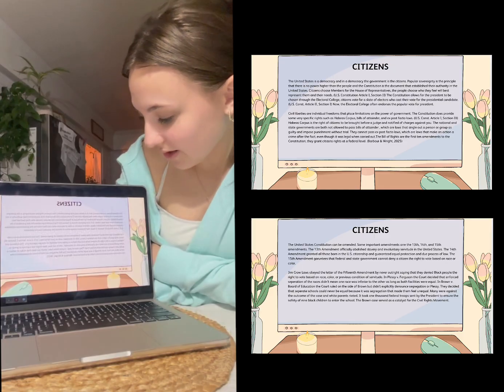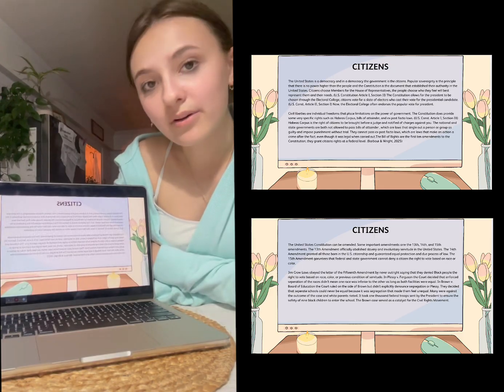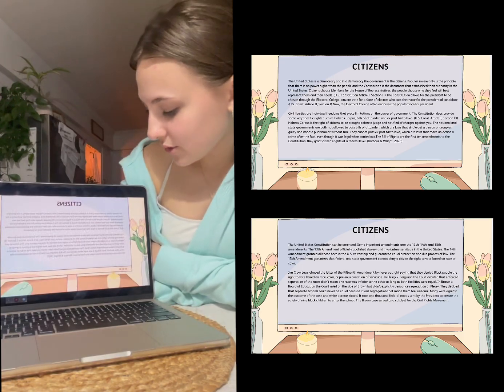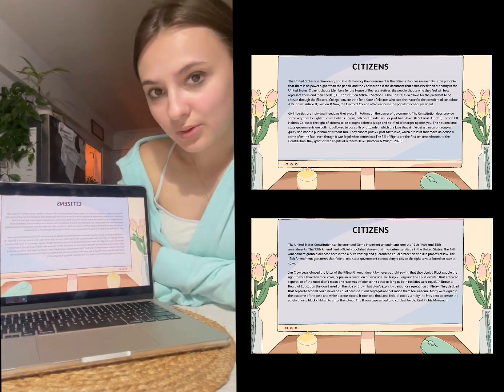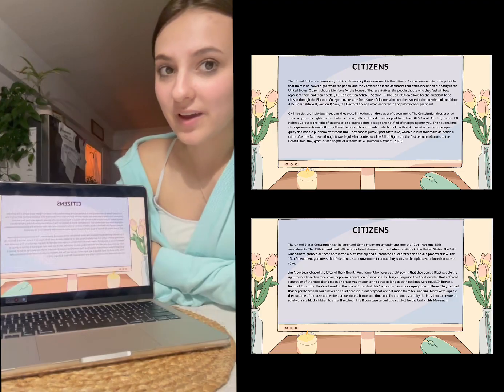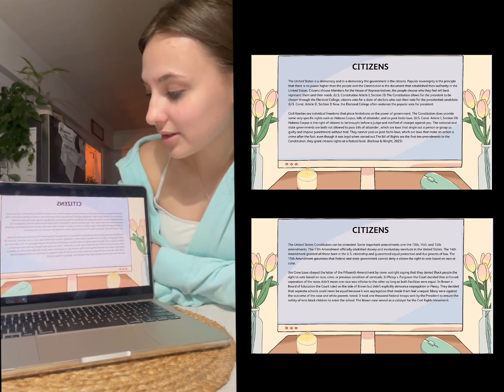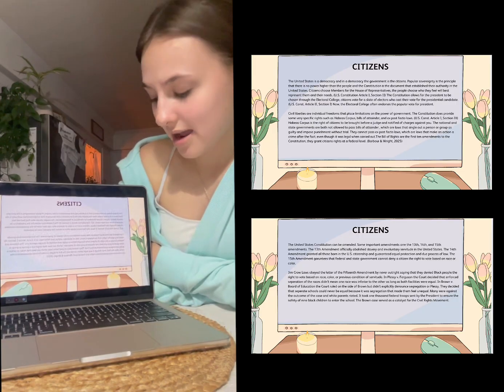Civil liberties are individual freedoms that place limitations on the power of the government. The Constitution does provide some very specific rights, such as habeas corpus, bills of attainder, and ex post facto laws. These are stated in the U.S. Constitution, Article 1, Section 9.